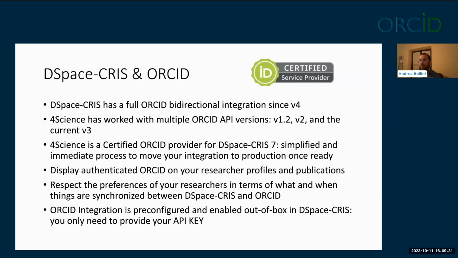As anticipated, 4Science is a certified ORCID provider for DSpace-CRIS. This means that as an institution partner of 4Science, you will get a simplified and immediate process to move your integration to production once you are organizationally ready. With this integration, you will be able to display authenticated ORCID iDs on your researcher profile and your publications. You will be able to respect the preference of your researchers in terms of what and when things are synchronized between the two systems, so DSpace-CRIS and ORCID.